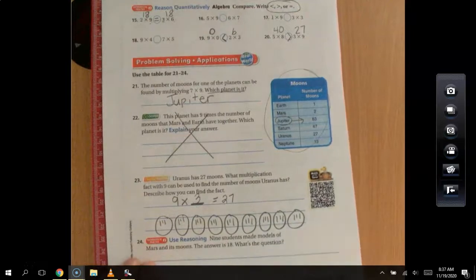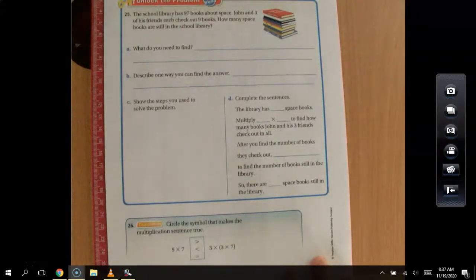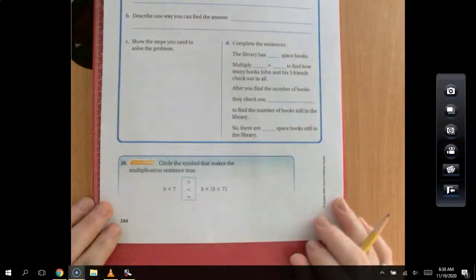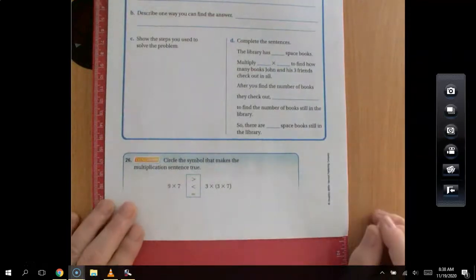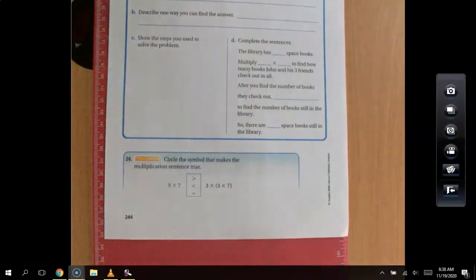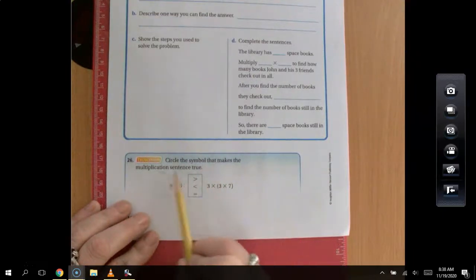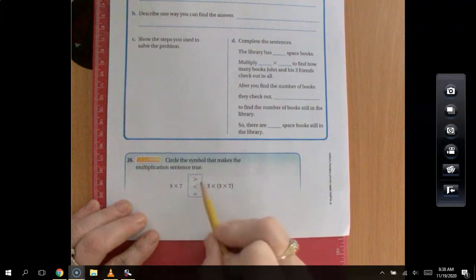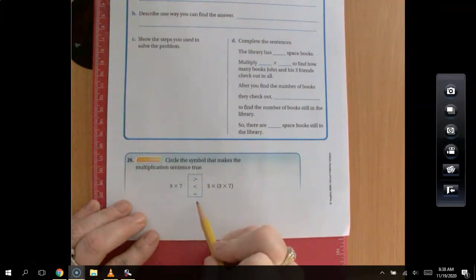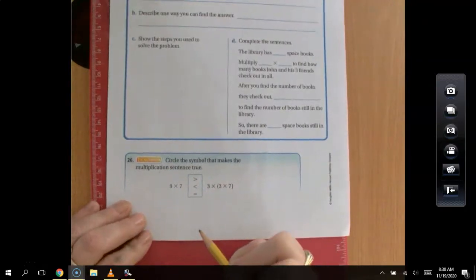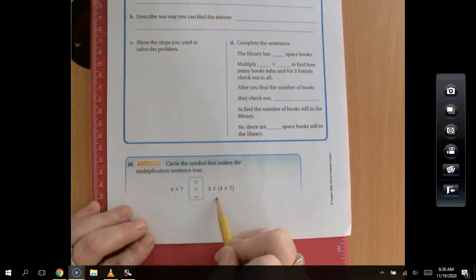All right, moving on. Let's turn to page 244. I just want to look at one more question, and that's number 26. It says, think smarter. Circle the symbol that makes the multiplication sentence true. So I have to figure out which symbol I need to circle to make this multiplication sentence true. Remember, we have to figure out both sides.